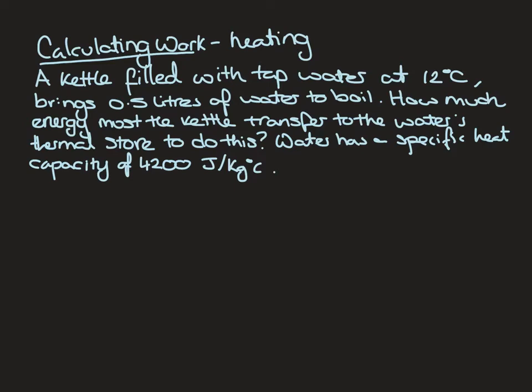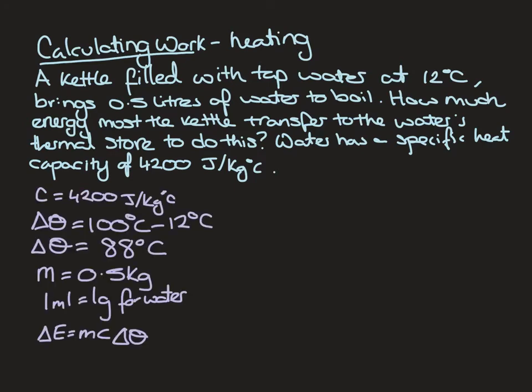So first thing we need to do, write down the knowns and the unknowns. Here we go. So we've got a specific heat capacity, 4,200. We've got the change in temperature in this situation. We know that the water was made to boil, so that's 100 degrees C, but it started at 12 degrees C. So we've got 100 minus 12 gives us 88 degrees C as our change in temperature. The mass of the water is 0.5 kilograms.